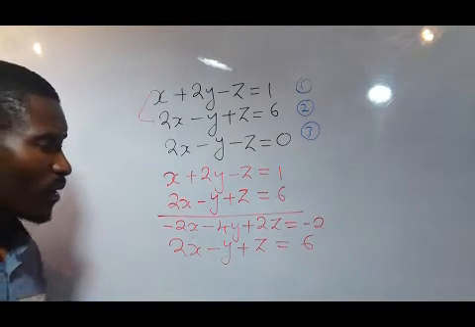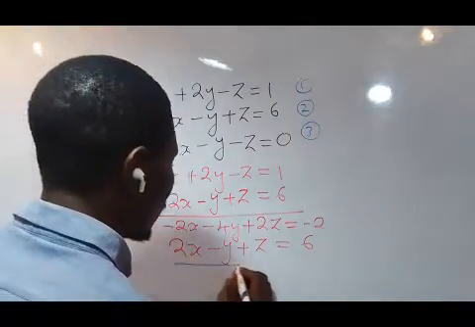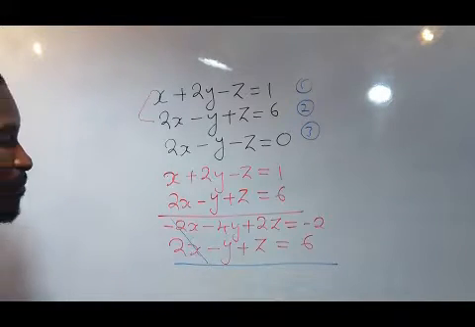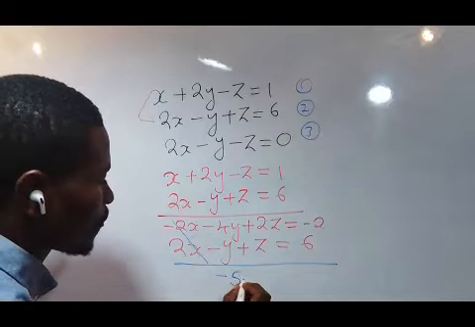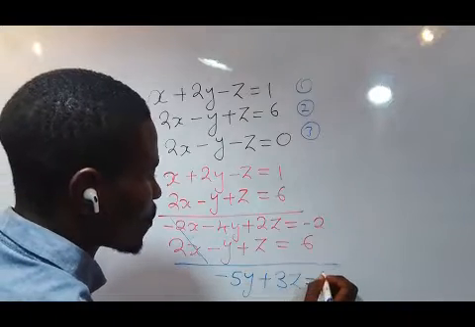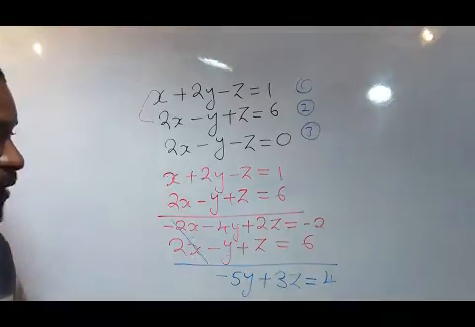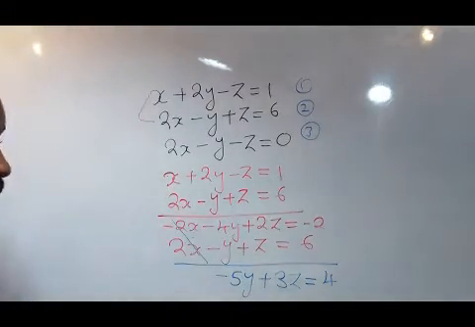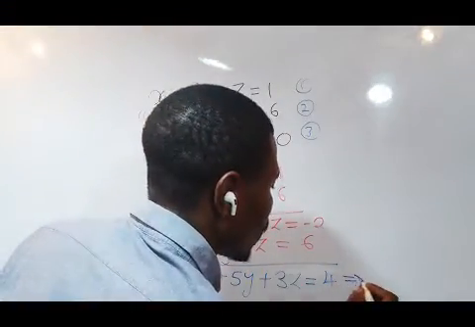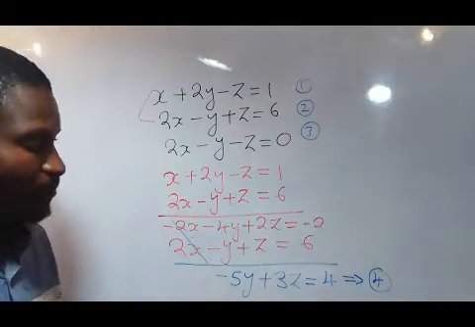So now I can eliminate this part. This is going to go out, and then this is going to be -5y plus 3z equals 4. Okay, that's the fundamental idea. So this equation that I have now, I'm going to call equation 4.